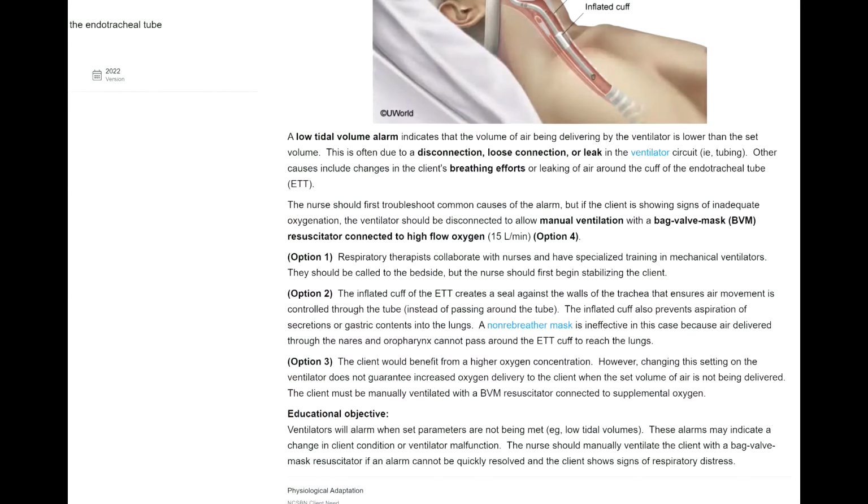When we go through here, we can see that low tidal volume alarms are often due to disconnections or loose connections, a leak in our circuit, which would be our tubing. But we can also see this alarm because of changes in the client's breathing efforts, or if that cuff is not fully inflated and we have some air leakage. Once we troubleshoot and determine that there is not an obvious cause of the alarm, we want to make sure that this client is getting oxygen. So we're going to manually ventilate with the bag valve mask connected to high flow oxygen.